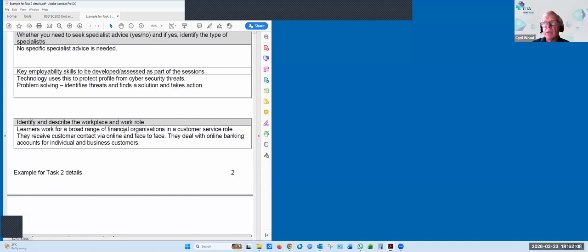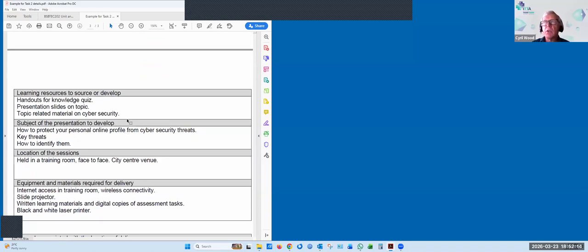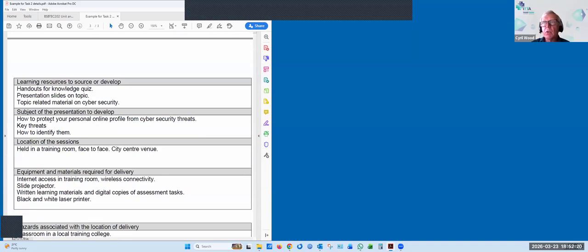So identify and describe the workplace and work role, who they are. And then it goes on to learning resources. You're going to have to do a presentation in one of the sessions. We'll get into the detail on that later on, but in session 1, you have to use PowerPoint, or even if you're using a Mac, use the presentation software available on Mac. I think it's called Keynote. It doesn't really matter which one you use. You just have to create a set of slides which you're going to use in the first session to work with the learners and do some sort of knowledge or written activities. But we can get into that.